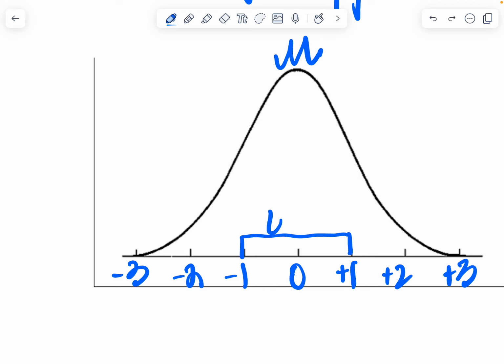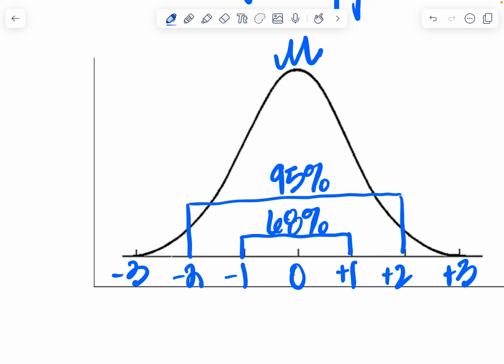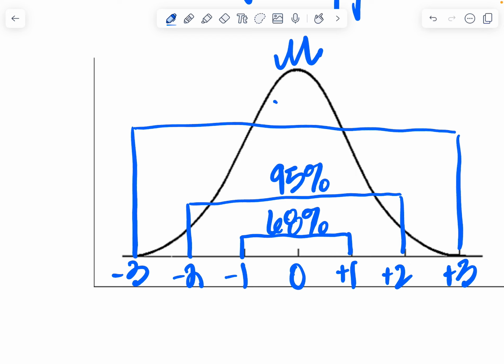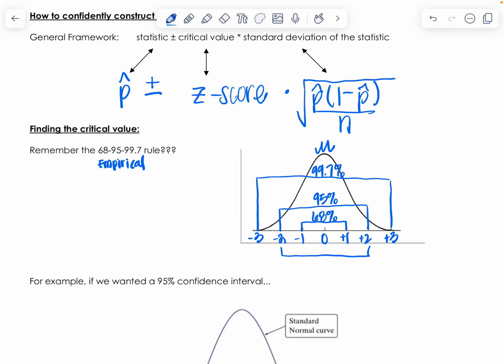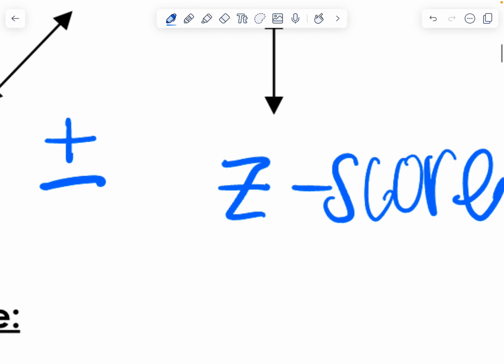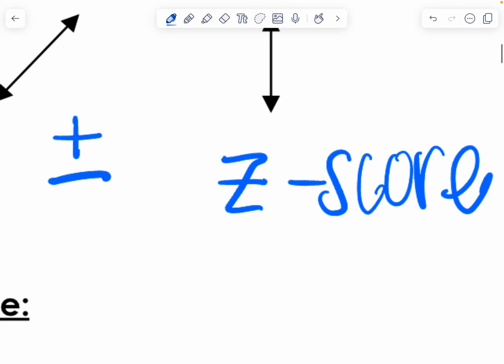So this is 68%. This is 95%. And this is 99.7. And because we're on the standard normal curve, then our z-scores for 95%, for example, would be plus or minus 2, right? Think about that critical value, plus or minus the z-score.